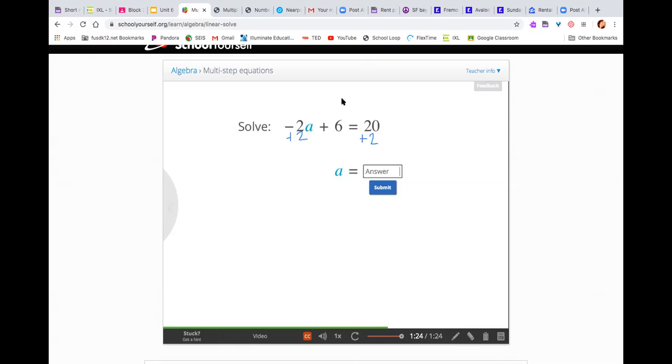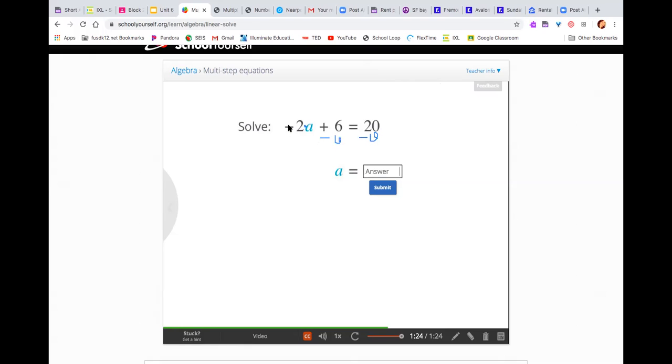No. So that minus number, in my head, I don't want to say minus 2 because then I'm going to add 2. I want to say negative 2. And if I need to put a dot in here to remind me I'm multiplying, I can do that. Okay. So in my head, I say negative 2 times A plus 6. So I'm going to minus 6 on both sides.